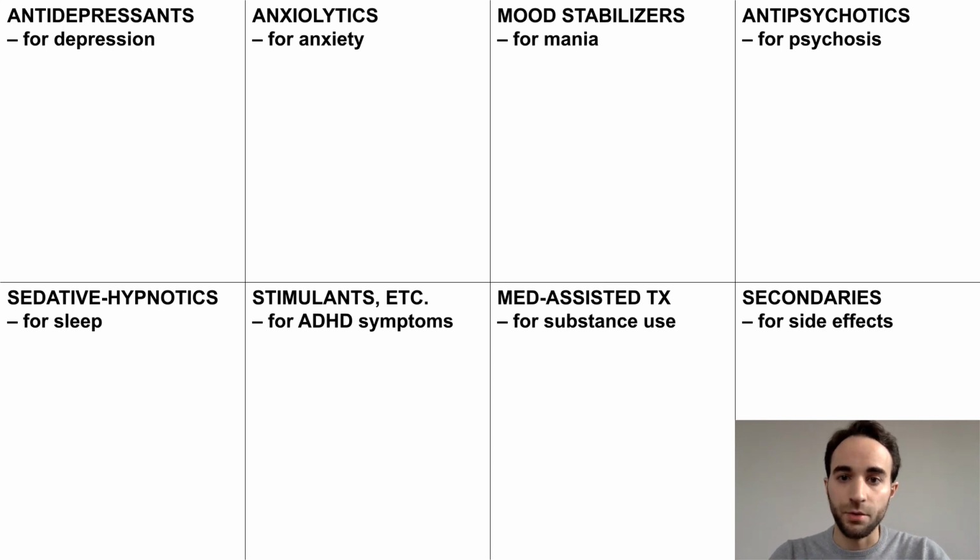There's also another group of medications you should be familiar with as a psychiatrist, which I call secondaries. These are any medications used to treat the side effects of a primary psychotropic medication. Hence, they are secondary medications.